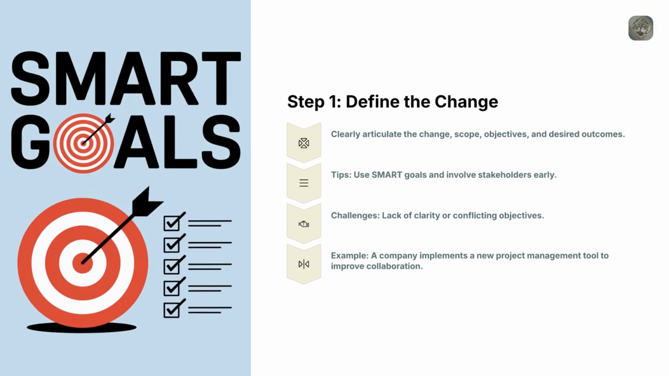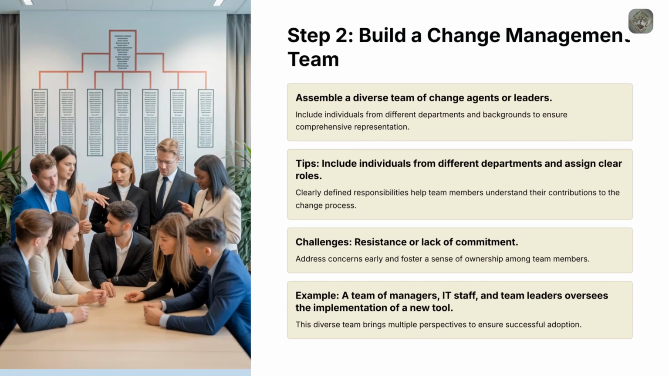The first step is to define the change. Clearly articulate what you want to achieve, including the scope, objectives, and desired outcomes. For example, a company implementing a new project management tool might set SMART goals to improve team collaboration and efficiency. Involve key stakeholders early to ensure alignment and avoid confusion. Remember, clarity at this stage sets the foundation for success.